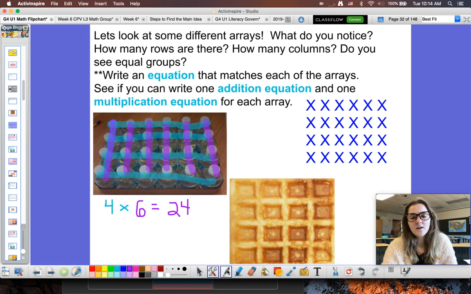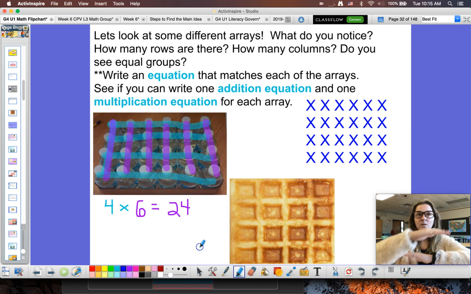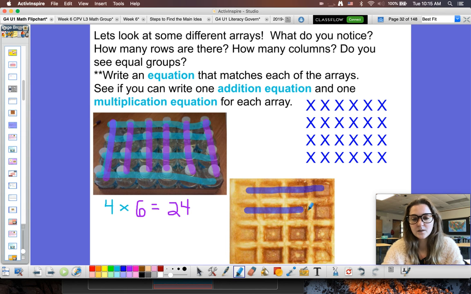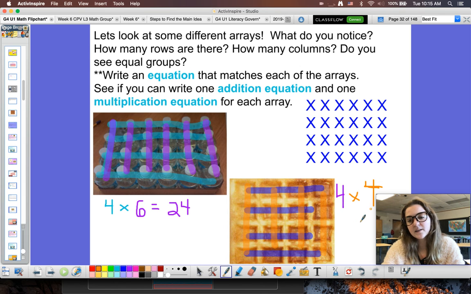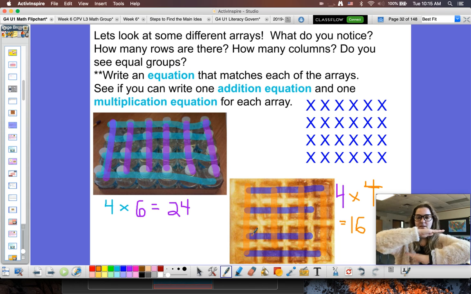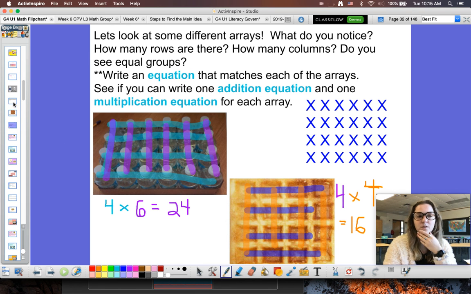Let's take a look at our handy dandy waffle over here. How many rows do we see? Rows go left to right. 1, 2, 3, 4. We have 4 rows. How many columns do we have? Let's count. 1, 2, 3, 4. We have 4 columns, so 4 times 4. How many squares in this waffle? 16. So remember, rows go this way, columns go this way, and that's how we are going to be referring to arrays.